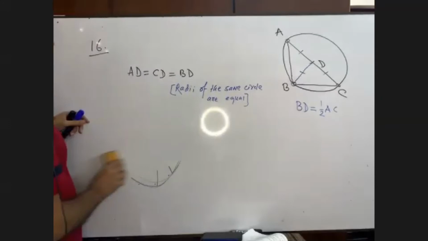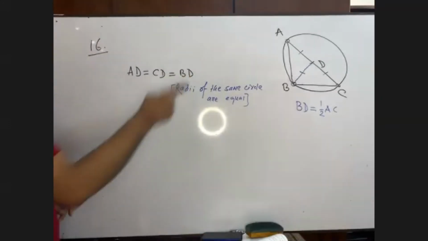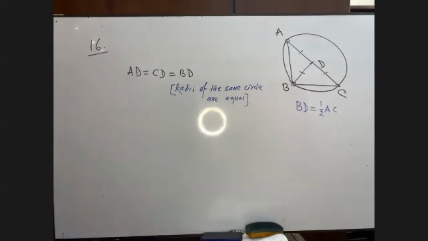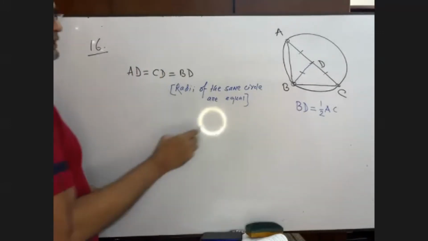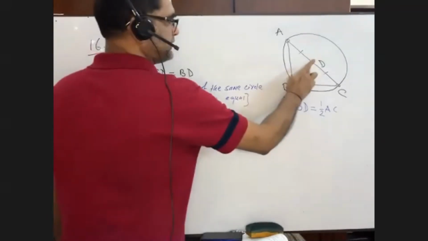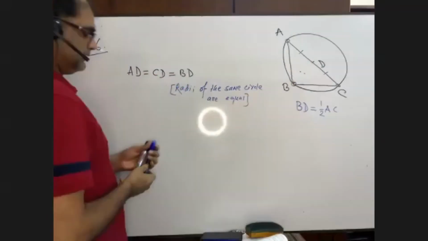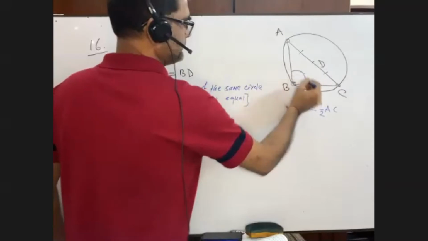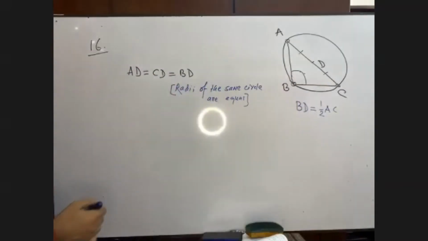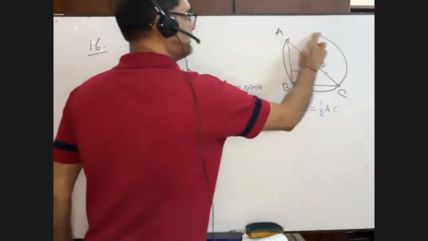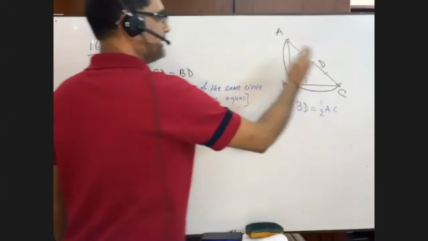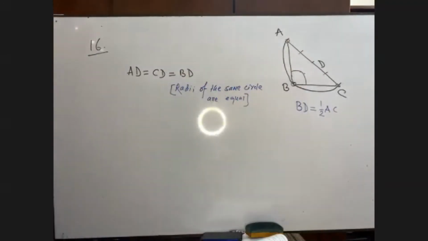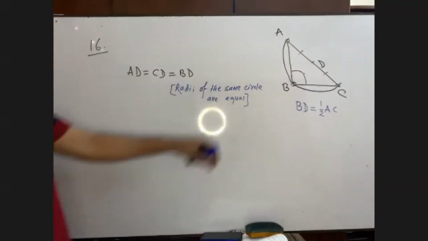Anyway, AD equals CD equals BD, right? Now please look at the board. Suppose it is not given. Then what are you getting? This is 90 degrees, it is given. Now suppose it is also not given. Now can we get a semicircle? Yes, we are still getting a semicircle.